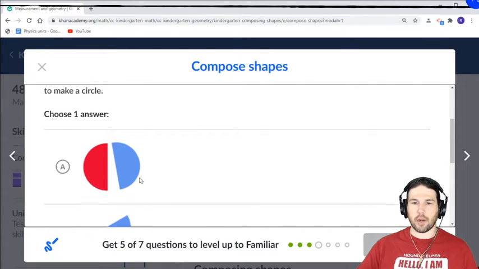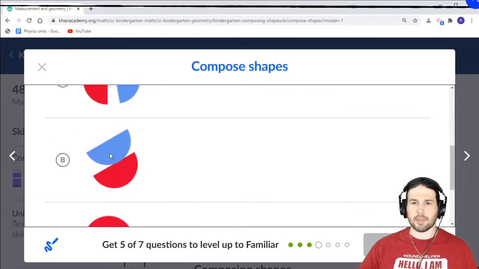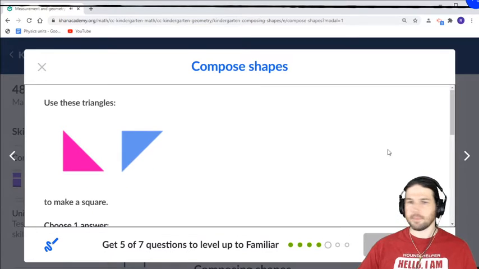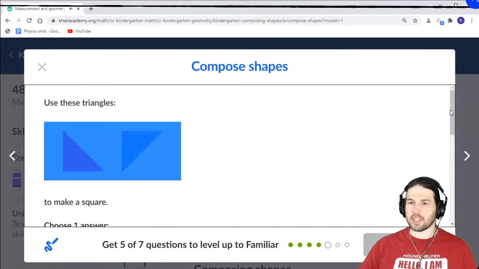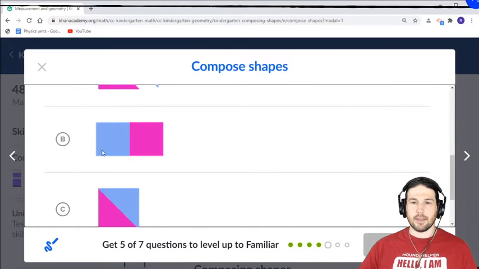So that's not quite right. That's definitely not right. Those two semicircles are spooning. Moving on. Use these triangles to make a square. Well, that's easy enough. Not quite. Now that's 2 squares. That's not the way it goes.